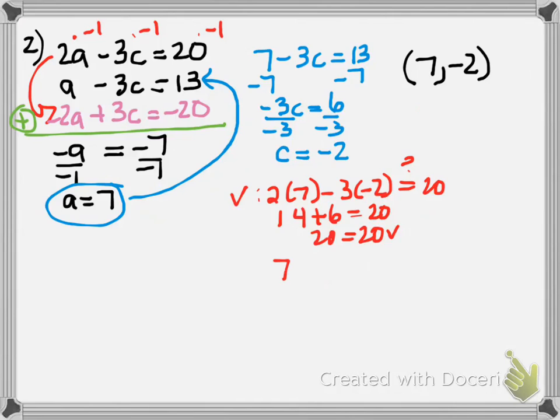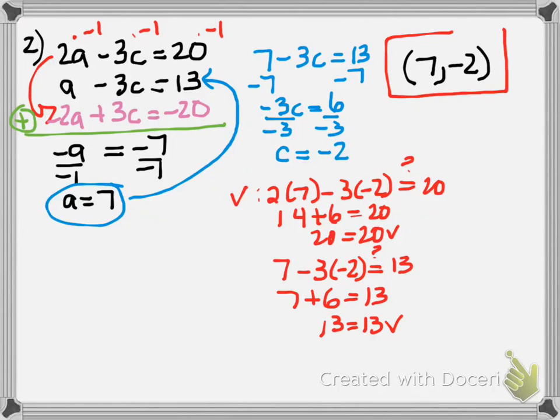Let's try the bottom one. 7 minus 3 times negative 2, does that actually equal 13? So double negative makes a positive 6, and I get 13 equals 13. So it satisfied both equations, which means 7, negative 2 is a solution to this particular system. Okay.